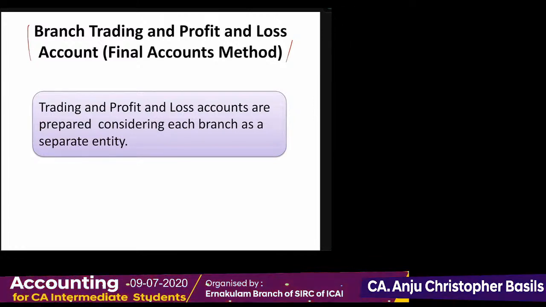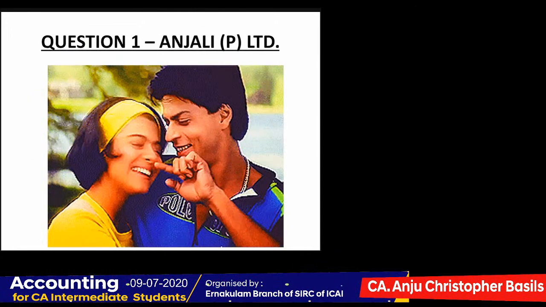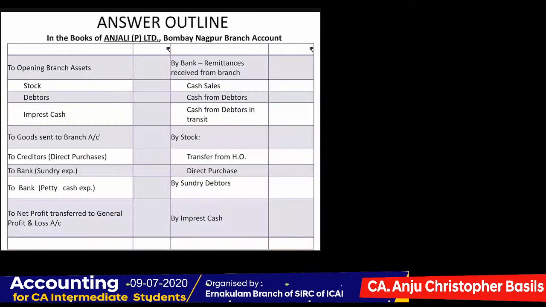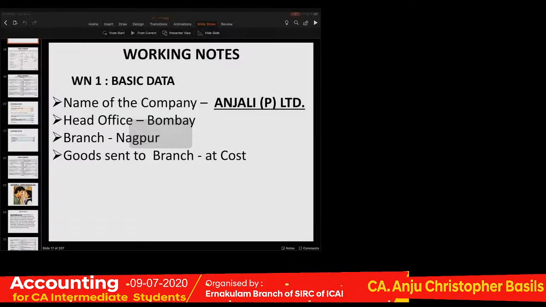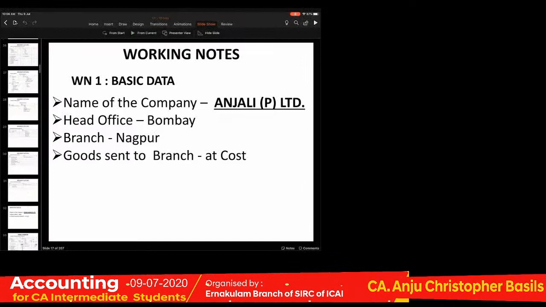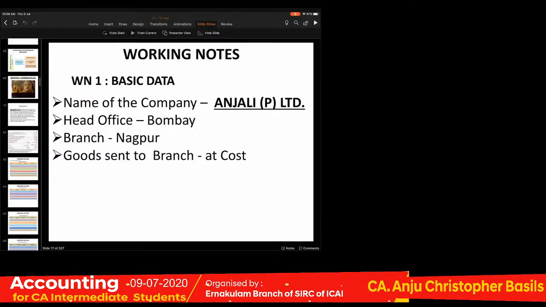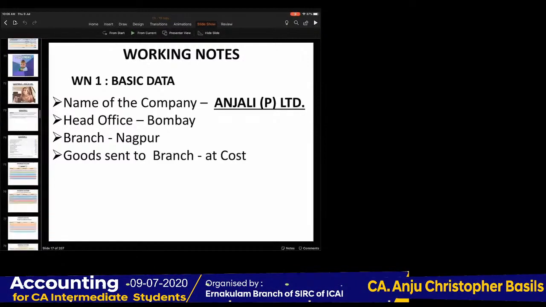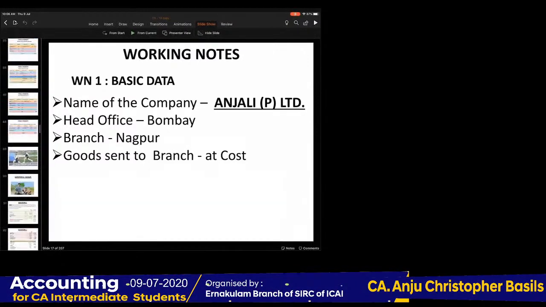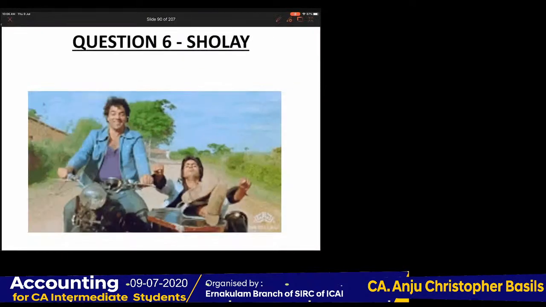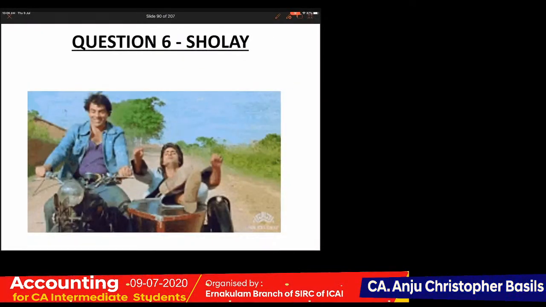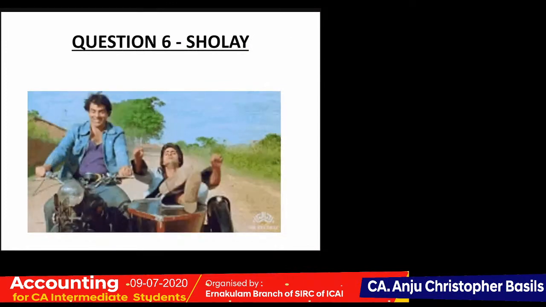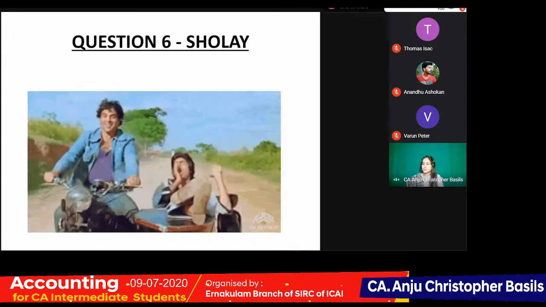So these were the different methods, and then we worked out a few questions. One is of Anju Private Limited. We worked on Jodha Akbar, then Padmavat. Then 5 questions covered, including Mazakli and Tia Private Limited. These were the questions that we covered. Now the next question is question number 6 of Shirley. Everybody, please have your textbooks handy. Question number 6 is about Shirley.